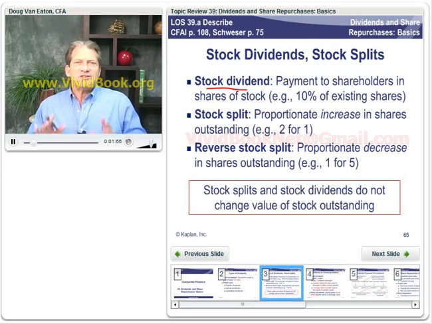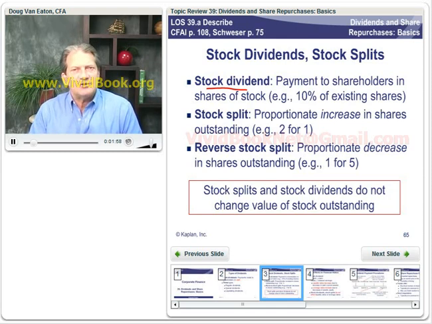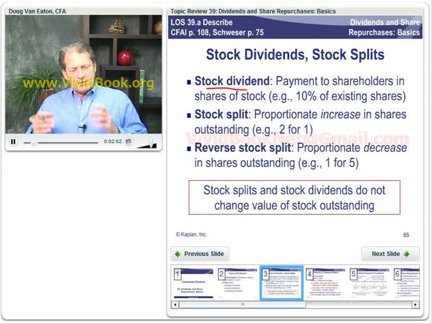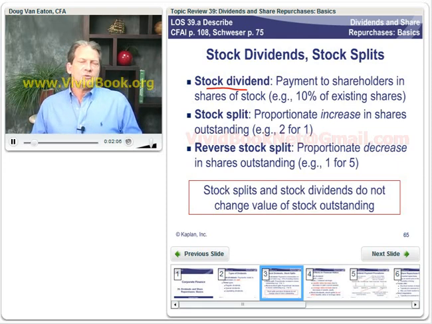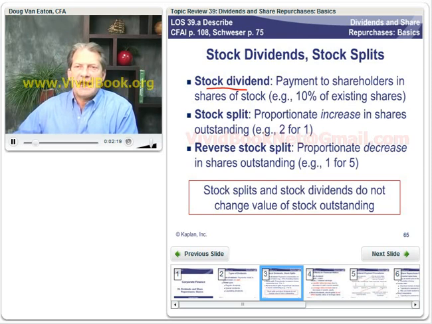Now note that stock splits and stock dividends don't change the value of the stock outstanding. If I've got a firm and there's 1 million shares outstanding, and I decide, well, let's make that 2 million shares. Well, those 2 million shares still own the equity of the firm, and it's still worth the same thing. So if we double the number of shares, the price falls approximately in half.